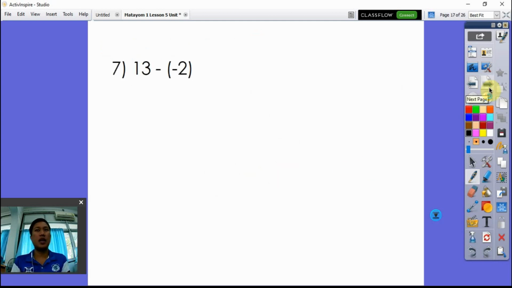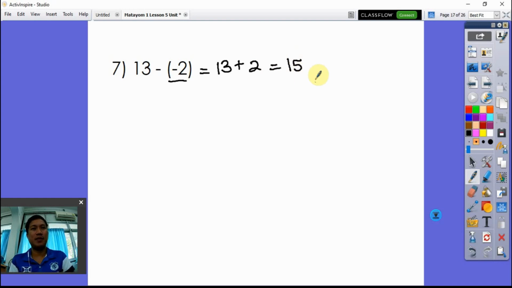And let's look at number 7. 13 minus negative 2. Okay, without writing down the steps, we can just rewrite it right away. Change the minus sign into plus. Change the negative 2 to its opposite, which is positive 2. So we will have 13 plus 2 equals 15. Okay, very easy.